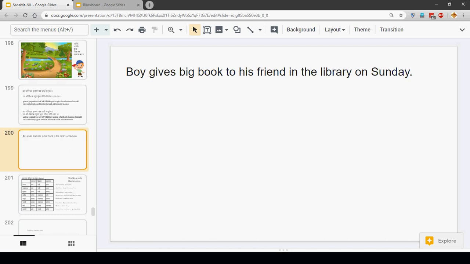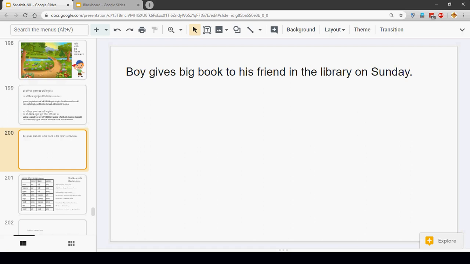So let's take an example here. This is a sentence in English. Let's say, boy gives big book to his friend in the library on Sunday. Does it make sense grammatically? Right? Boy gives big book to his friend in the library on Sunday.